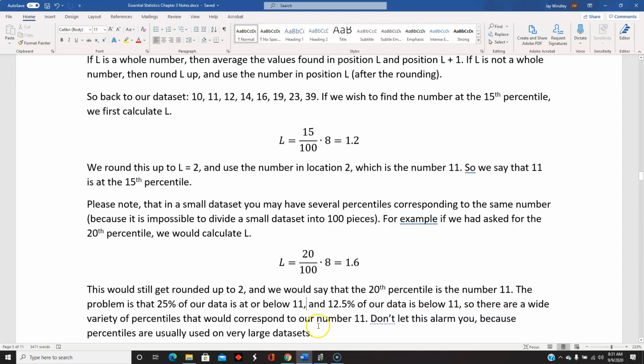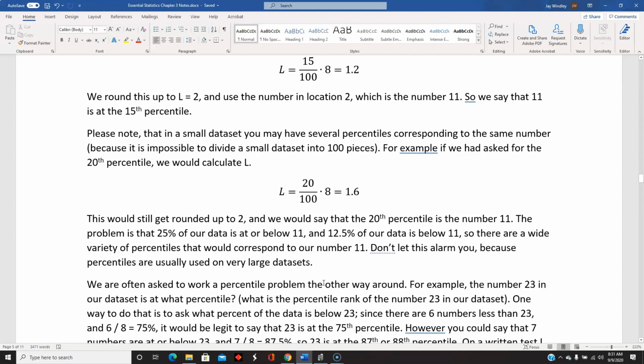But I would say usually percentiles are used with really large amounts of data like test data, SAT and stuff like that, really big tests, and so you don't run into that issue. But I'm just saying that it's legit with this small data set to say that 11 is the 15th percentile and also say that it's the 20th percentile.